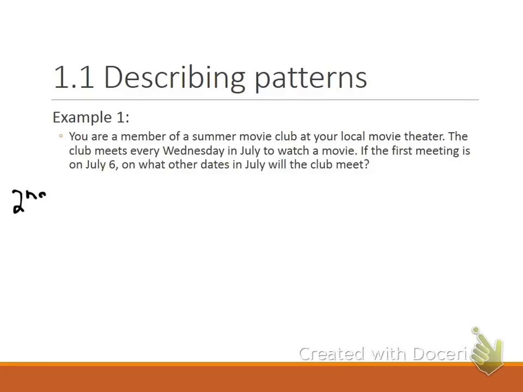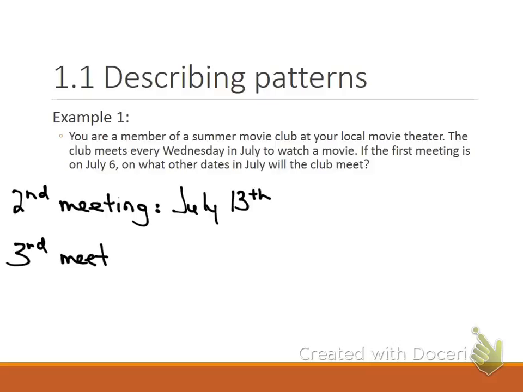So under example 1, you're going to need to write in your notes that the second meeting will be on July 13th. Now I want you to go ahead and fill in under example 1 what the other dates in July would be that they meet. So when's the third meeting, the fourth meeting, and so on. All right, so when's going to be your third meeting? Just tell me, what's it going to be? Very good. Third meeting is on July 20th.